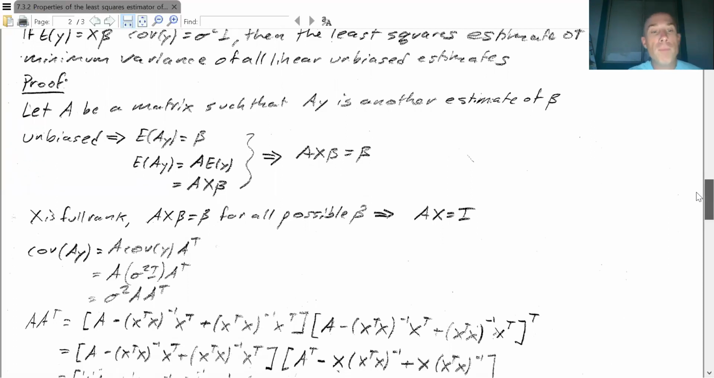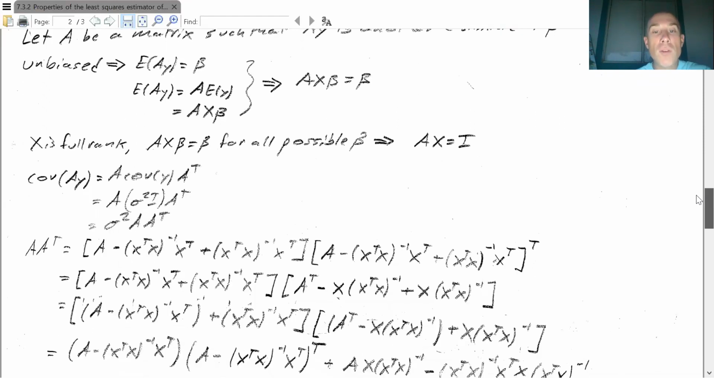Here I just go through and distribute the transpose. Remember that X transpose X is a symmetric matrix. Since it's symmetric, its inverse is also symmetric. When I distribute, remember that transpose changes the order of the matrices. So this is X times that inverse matrix, X times the inverse matrix, which we're adding and subtracting.